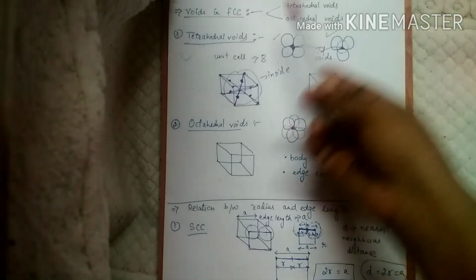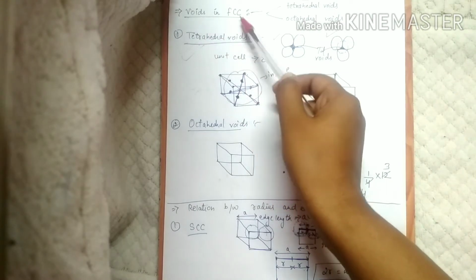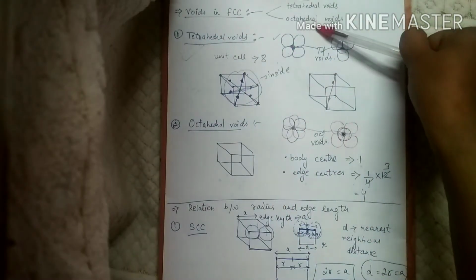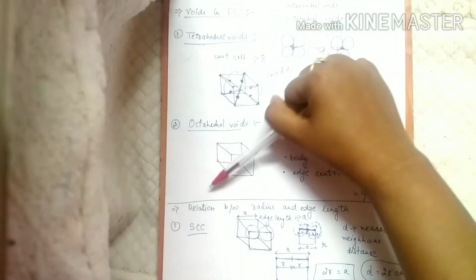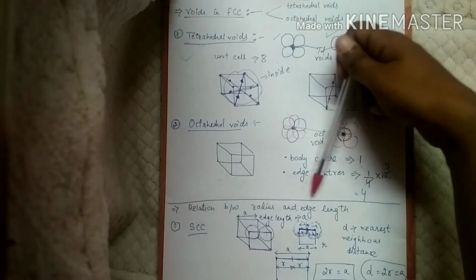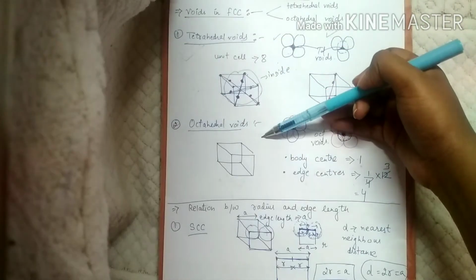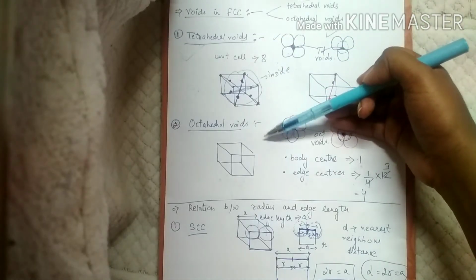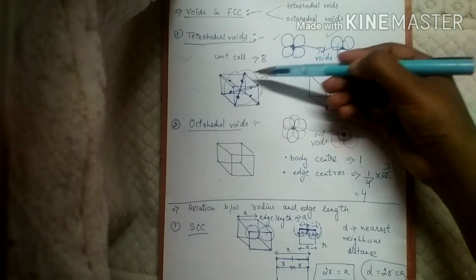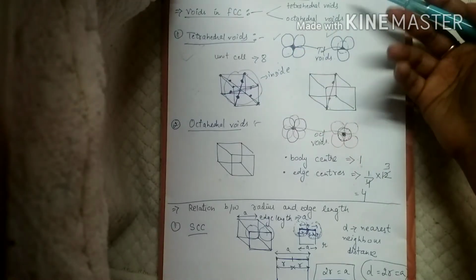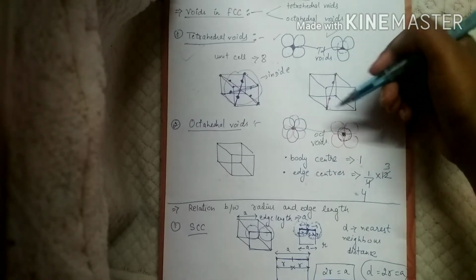So in the previous video we discussed the voids in FCC, that is, the tetrahedral and octahedral voids, and we also discussed the relation between radius and the edge length. So today we are first going to discuss how these tetrahedral and octahedral voids are formed. Basically, we are going to discuss which atoms come in contact so as to form these voids.